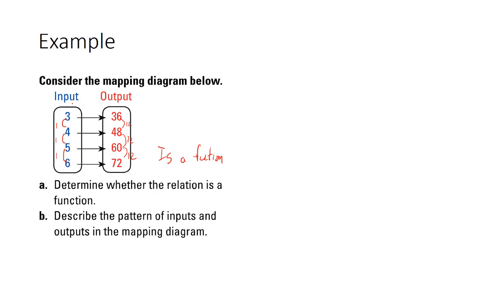But if I'm actually relating the inputs to the outputs, I can see that if I take 3 times 12, I will get 36. 4 times 12, I will get 48. So describe the pattern of inputs and outputs. I would say the output is input times 12.